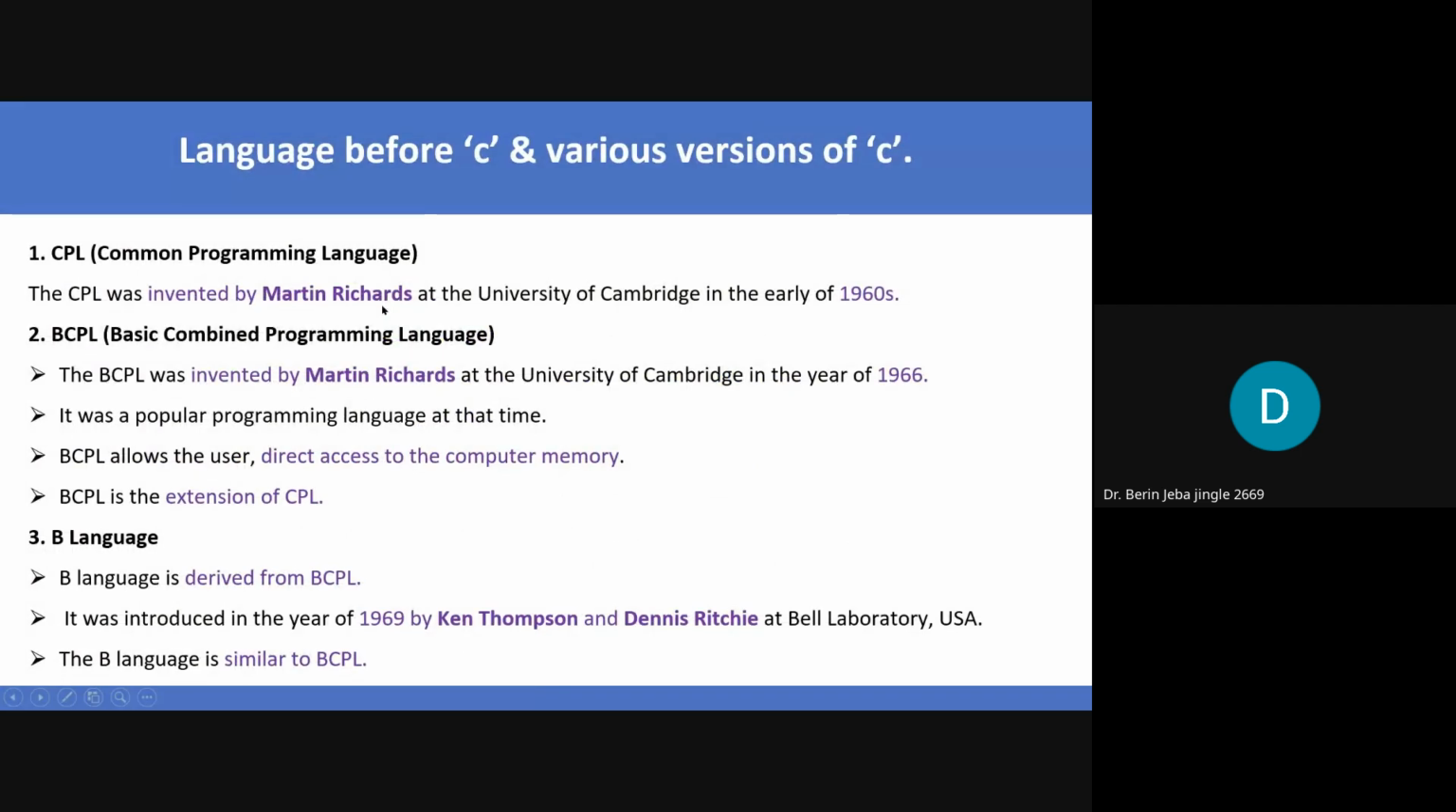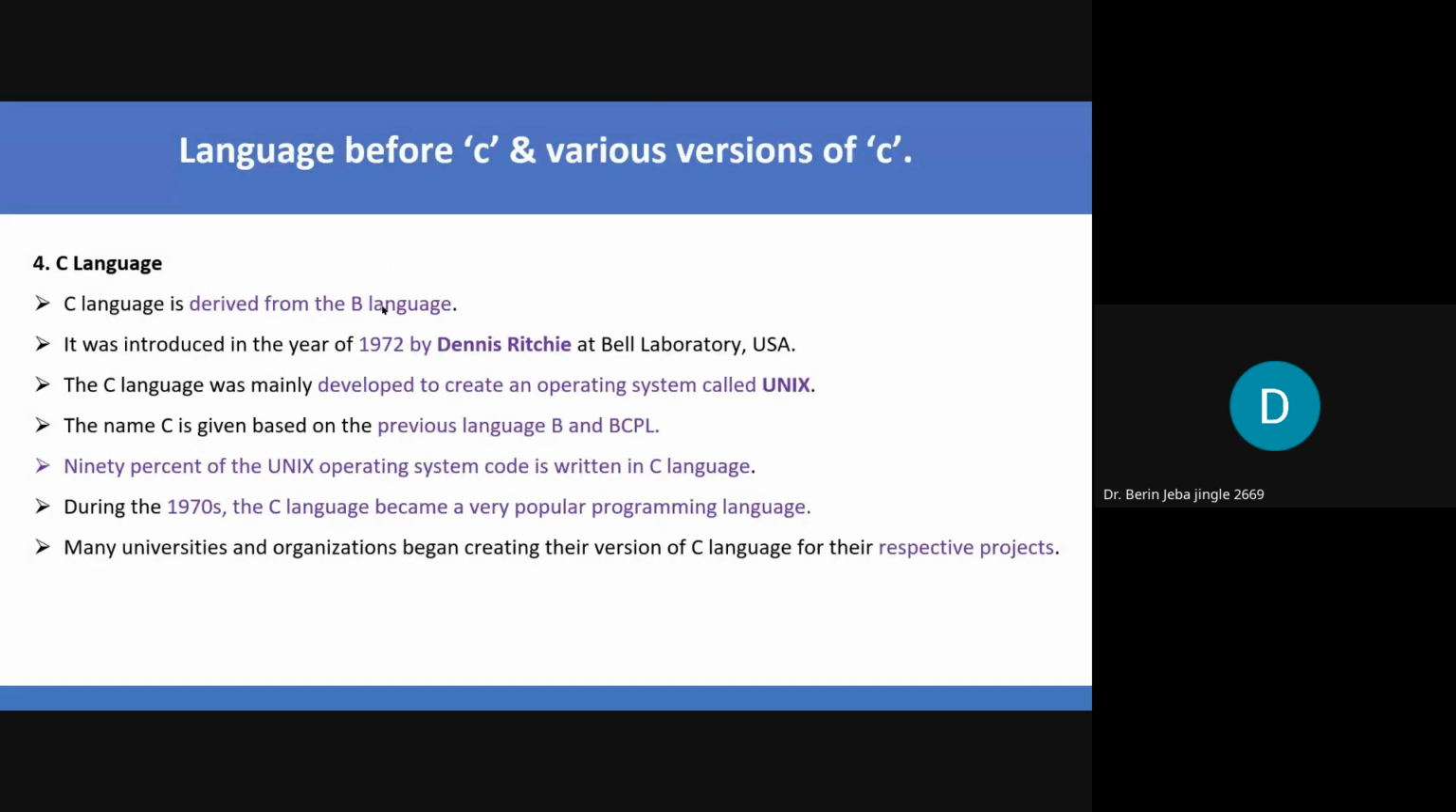So these are the basics of C: CPL, BCPL, B language, then C language. It was also developed by Dennis Ritchie. It was also created on which operating system? Unix. So everything you study, read it once, okay?